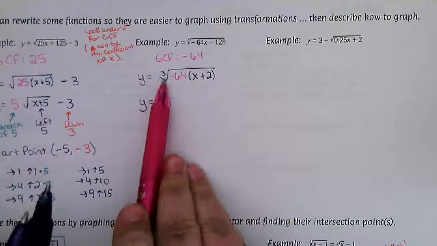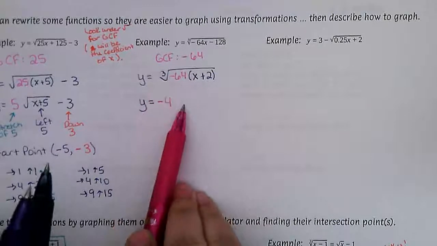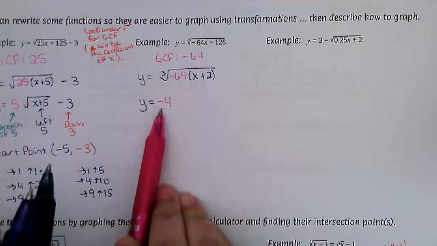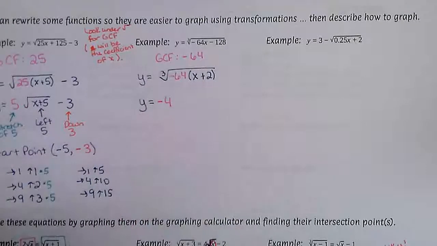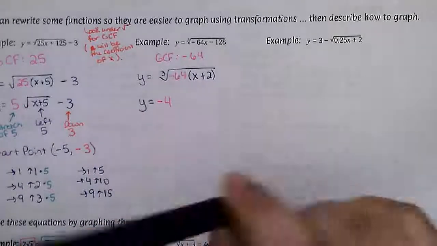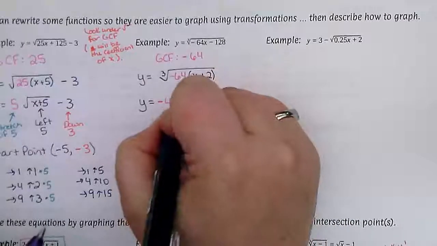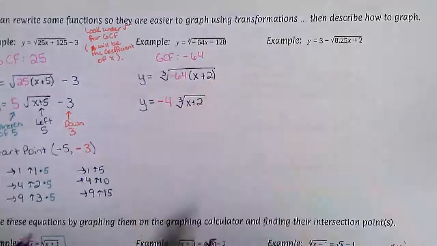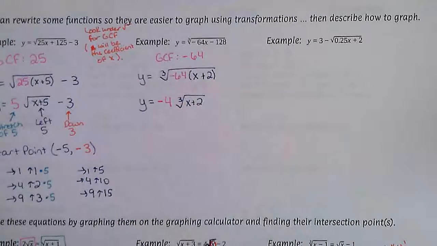If this had been an even index, like 2, we would have an i. But since it's a 3, an odd, the negative sign just comes out with it. Okay, and then we have my cube root of whatever got to stay, so x plus 2. All right, so transformations, I see 3.